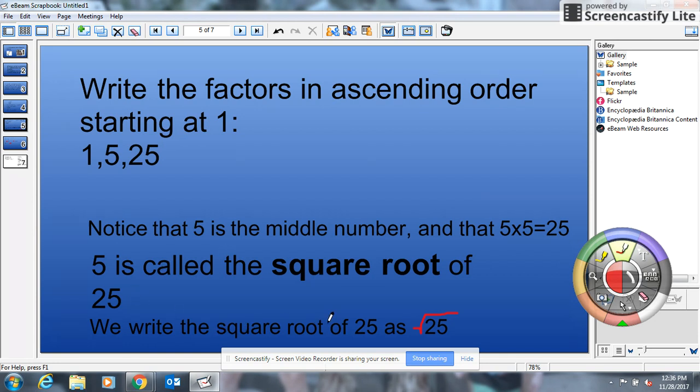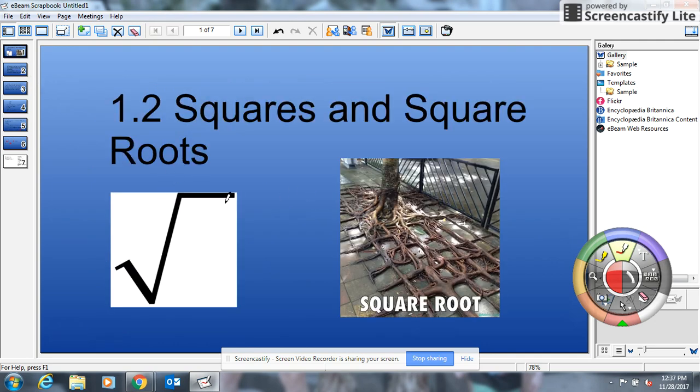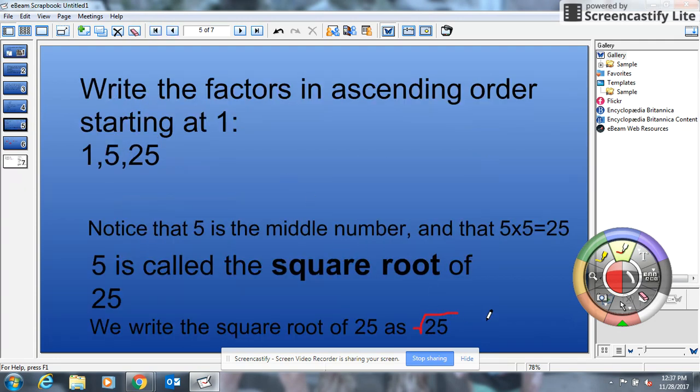We write it like this on the bottom here. We write the square root of 25 with that little check mark symbol. We put that over the number. It's this symbol right here, and that's the square root sign. Okay, so this is my bad attempt with my mouse pad to write the square root of 25.